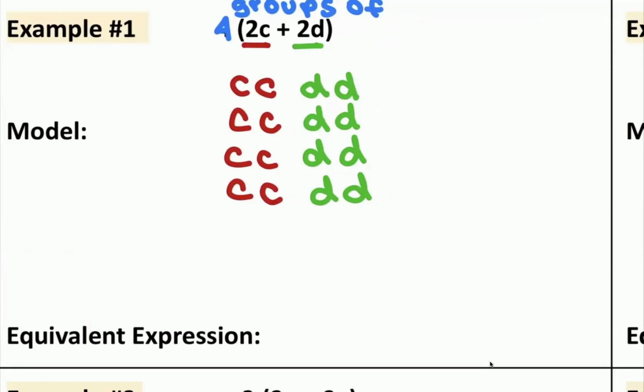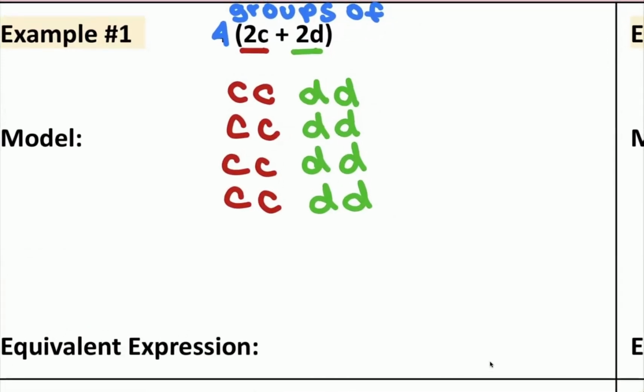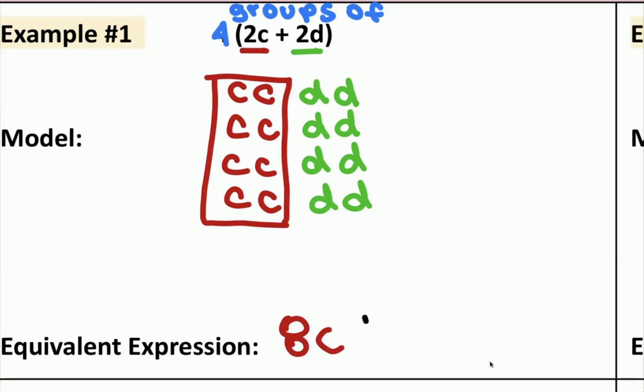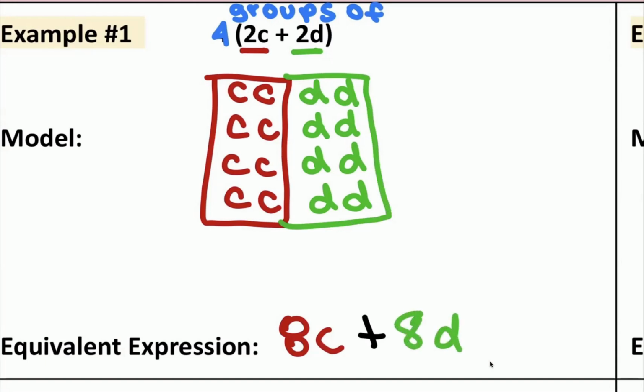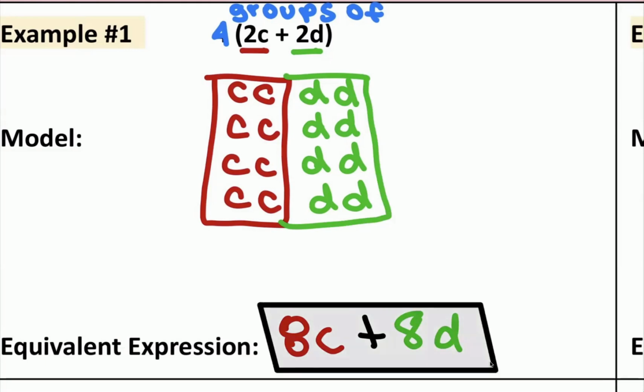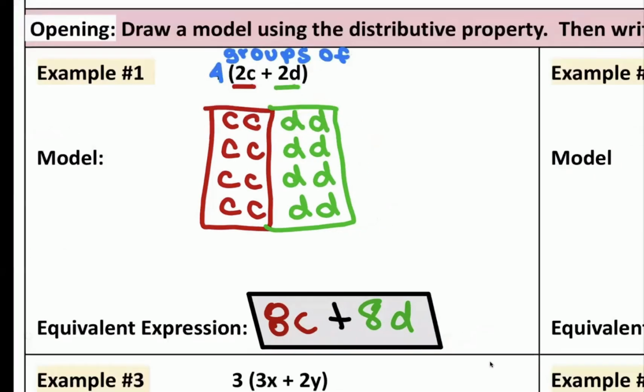Now that I drew 4 groups of 2C plus 2D, I can easily see that we have 8C plus 8D. This is our equivalent expression. You cannot combine these to make it 16CD. That is something really important to remember today. Think of it like 8 cats and 8 dogs. You don't have 16 cat dogs, all right? They are separate animals. We have to keep them separate.